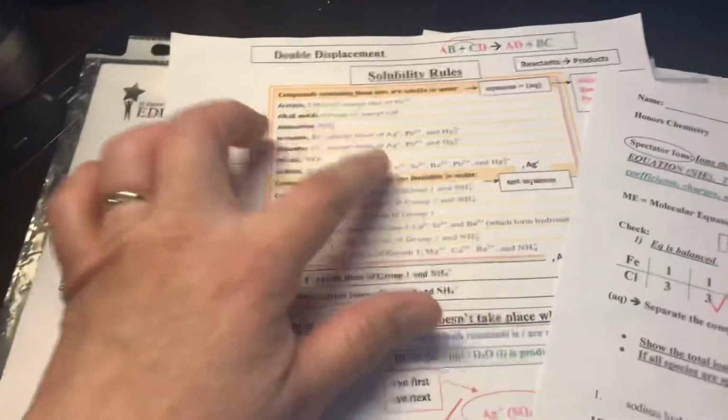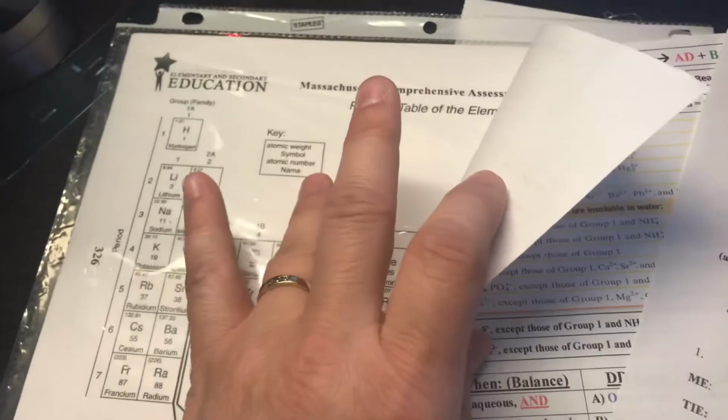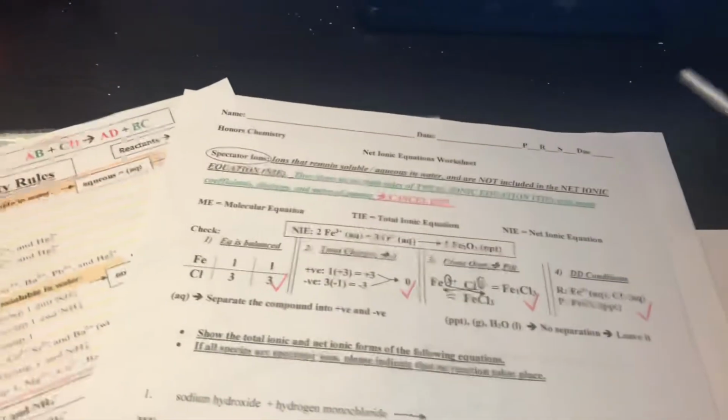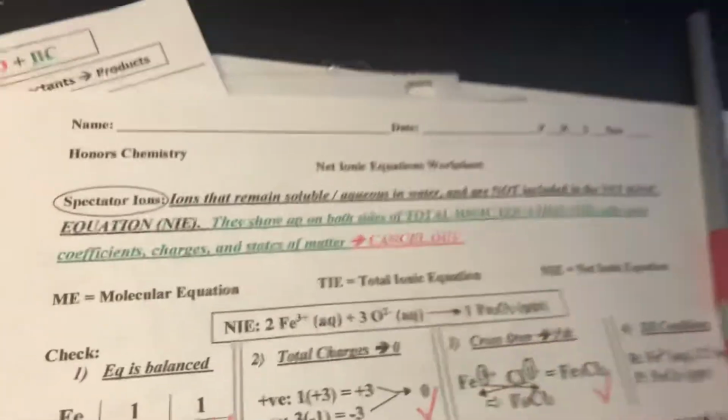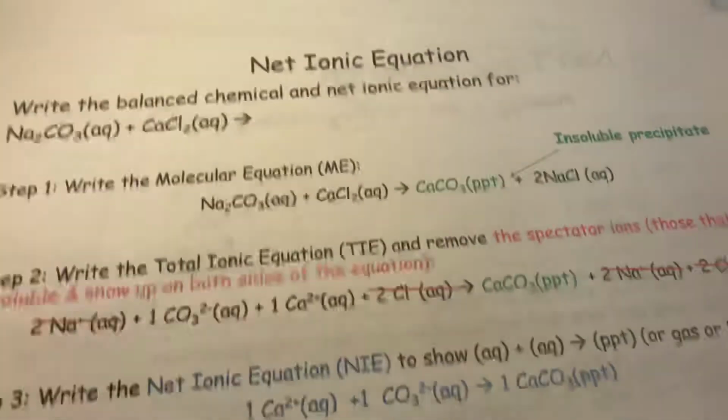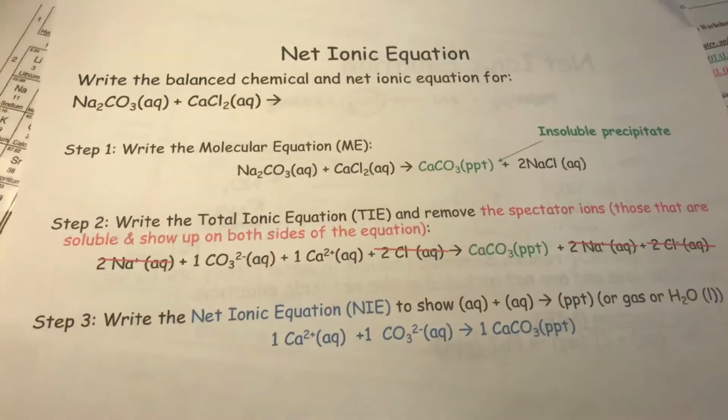Besides the packet, you need to have, of course, the solubility rule chart and the periodic table, and also your color pen. All right. So first I want to talk about the concept. You don't need to print it out, but I need you to understand it.